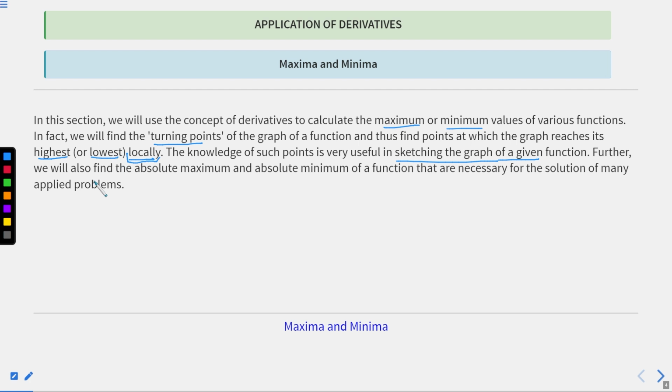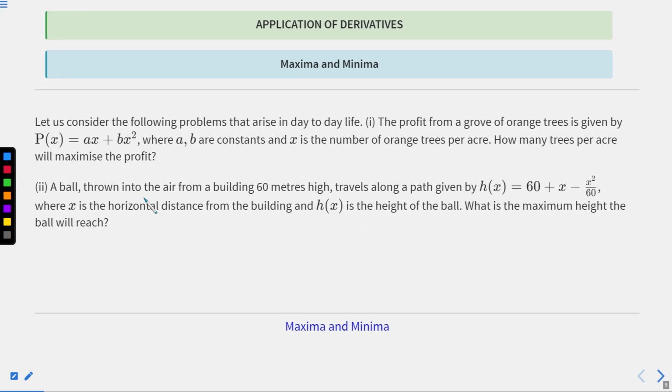Further, we will also find the absolute maxima and absolute minima of a function, which are necessary for the solution of many applied problems. You will see all. Okay, let's see.